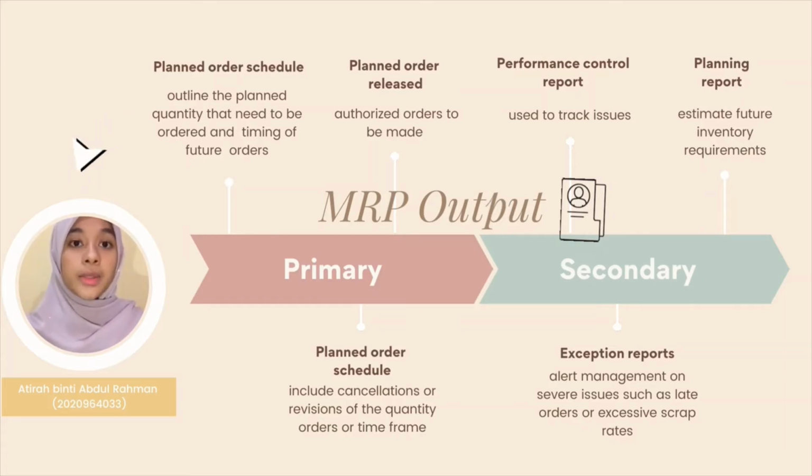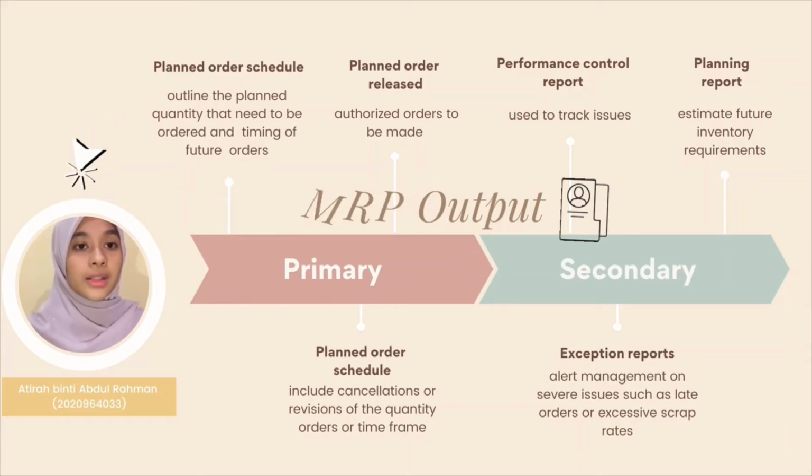In addition, the MRP system may generate secondary output reports at the user's request. The secondary output reports include performance control reports, which are used to track issues such as missed delivery dates and stockouts in order to evaluate system performance. Following that, there are planning reports that may be utilized to estimate future inventory requirements. Finally, exception reports function to alert management to severe issues such as late orders or excessive scrap rates.